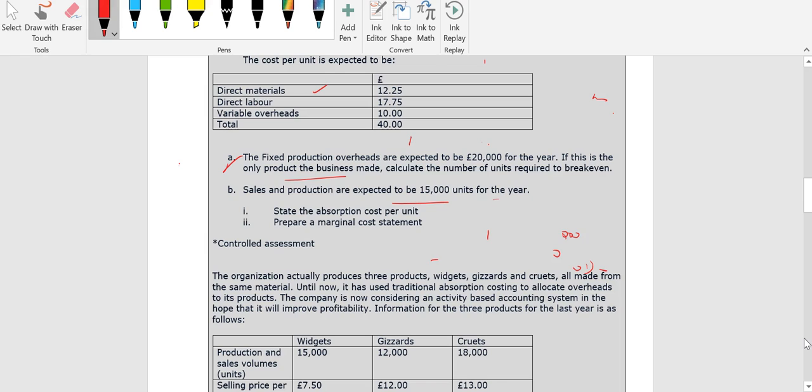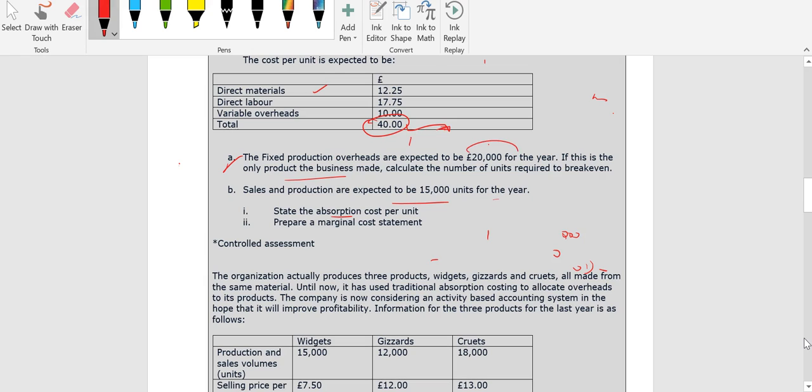Now, the absorption cost per unit. What this is saying is, if I know that I'm going to sell 15,000 units, and someone comes to me and says, "Ian, how much are you going to sell each table to me for?" It's a completely different question now. We've moved away from break even. I know definitely there's £40 as part of the cost of making a table.